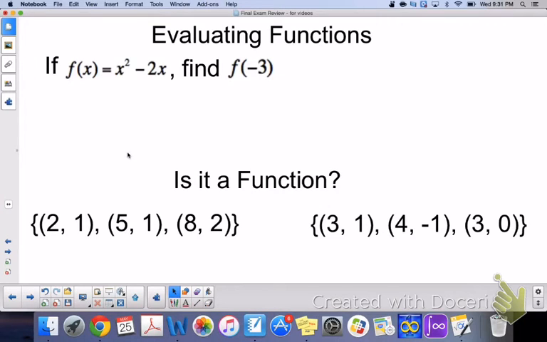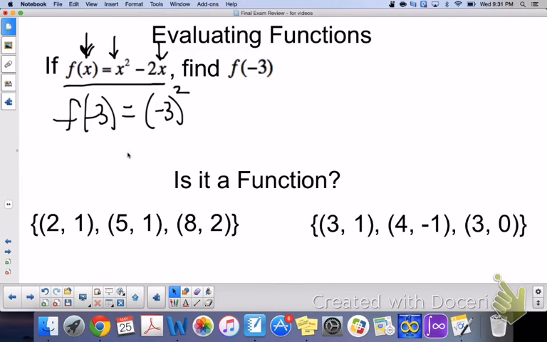Okay, with functions, two different kinds of questions. The first one is evaluating functions. When you're given a function, such as f of x equals x squared minus 2x, find f of negative 3. What we have here is f of x, that means whatever is in that parentheses, whatever that x is, that goes in for that x and that x. So when we do f of negative 3, that means we do negative 3 squared minus 2 times negative 3.